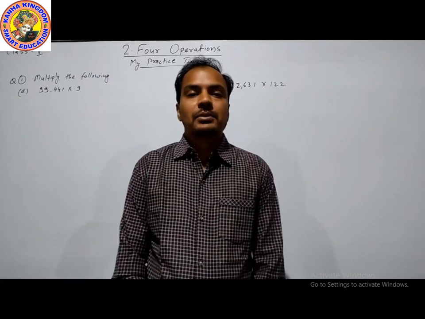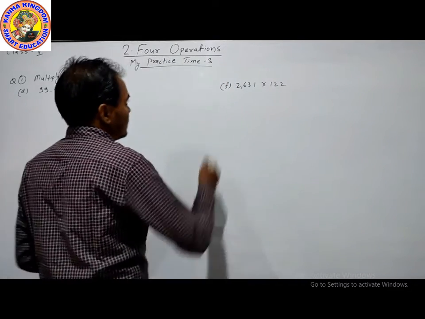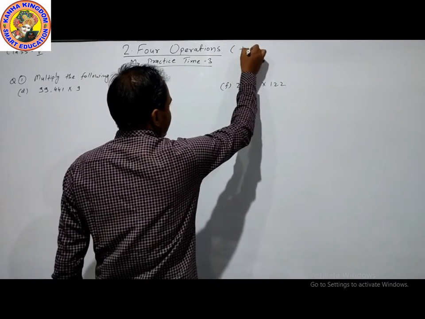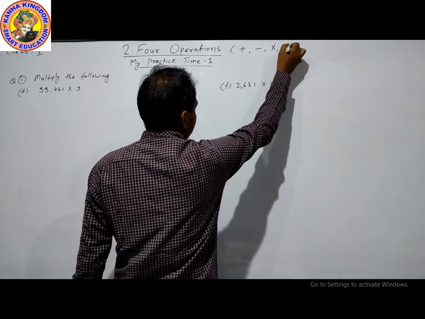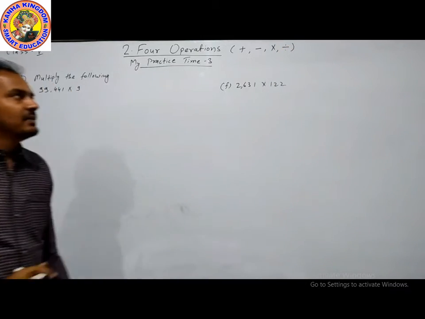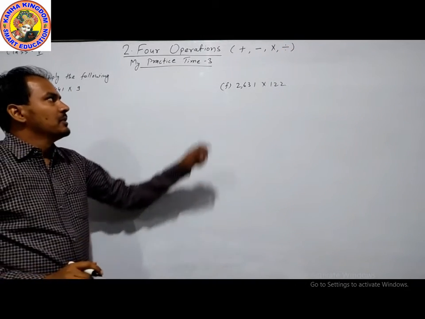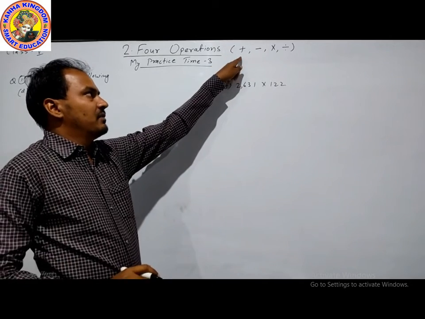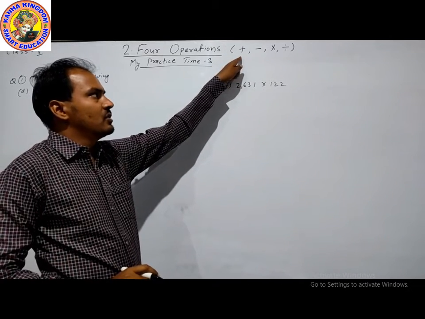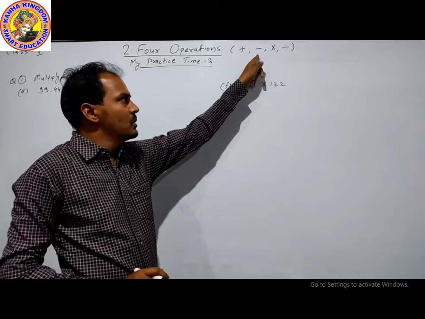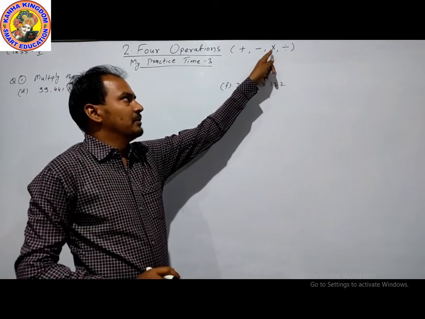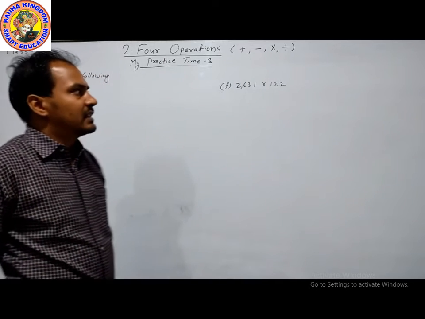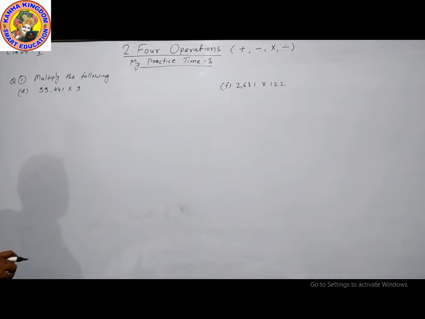Our chapter number 2 is the 4 operations, which are addition, subtraction, multiplication and division. These are the 4 operations. In our practice time 1, first we will attend questions on addition. In practice time 2, we attend the questions on subtraction. Now in practice time 3, we will attend the questions on multiplication.